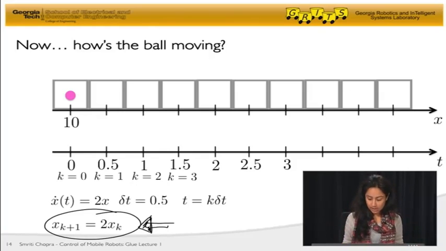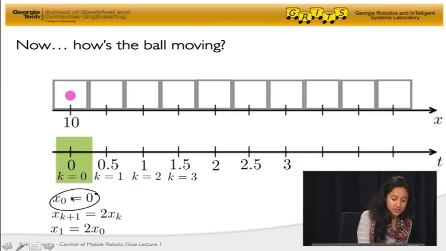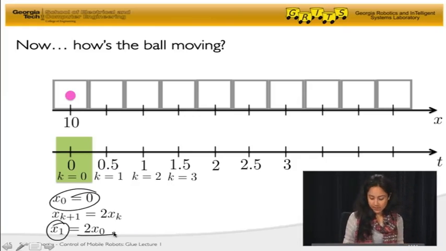And how do we use this? Well, we are simply going to say, okay, so at k is equal to 0, x of 0 is 0. And now xk plus 1, which is x1, will be 2 times x of 0, which is actually 20, right?